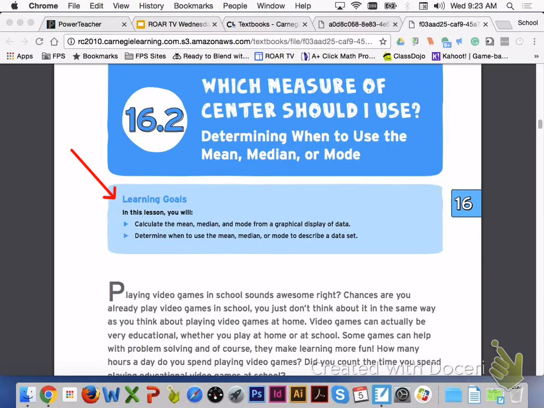Hi class, in lesson 16.2 you will be determining when to use the mean, median, or mode. Learning targets for today, you will calculate the mean, median, and mode from a graphical display of data and determine when to use the mean, median, or mode to describe a data set.